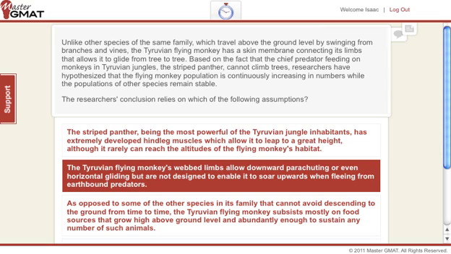It claims that the monkey can be caught by ground predators, let's say such as the striped panther. So we actually need to get rid of, we're looking for something that actually agrees with the conclusion. An assumption can't contradict a conclusion.